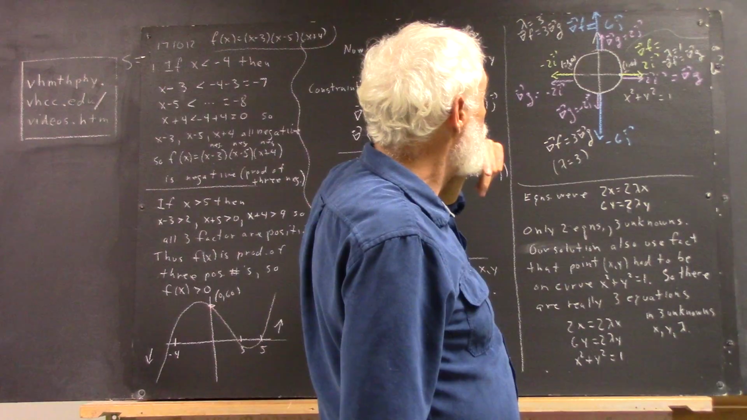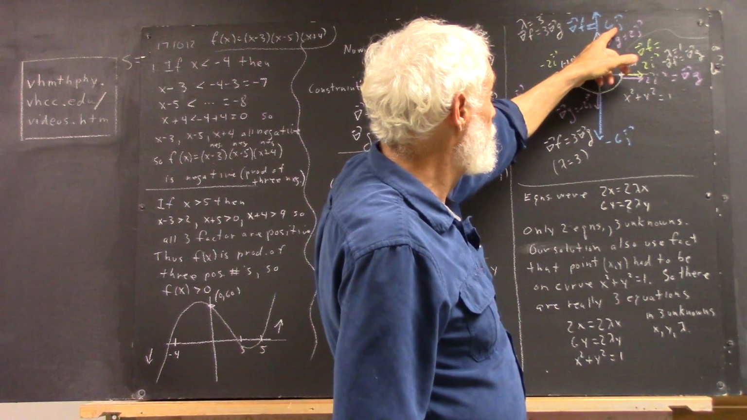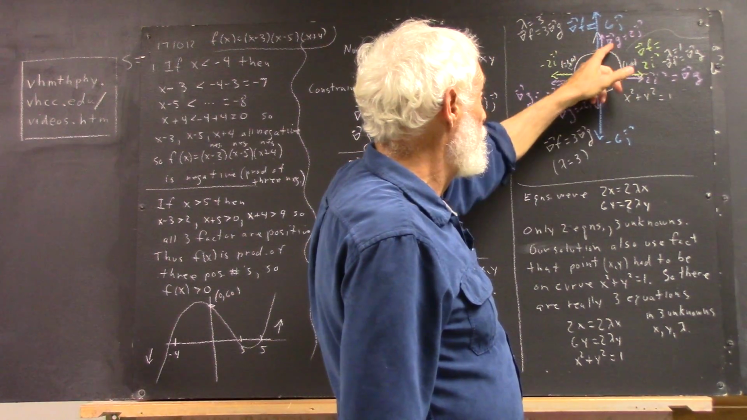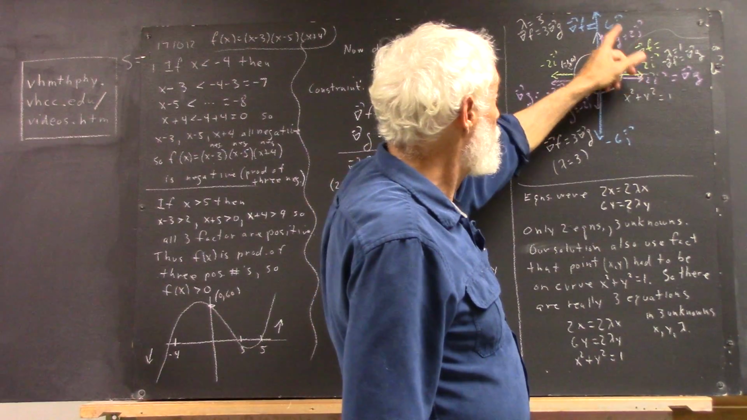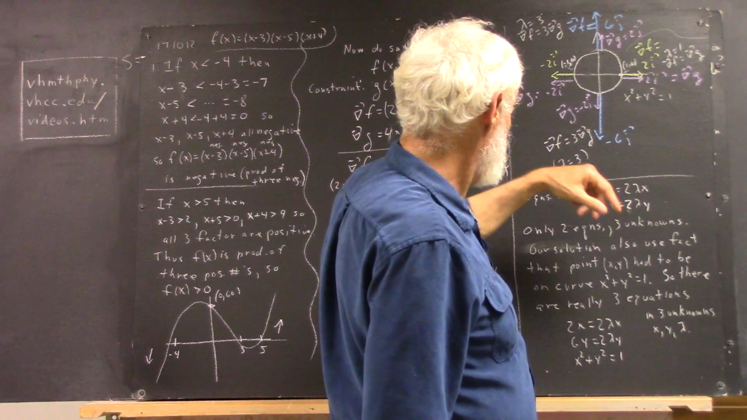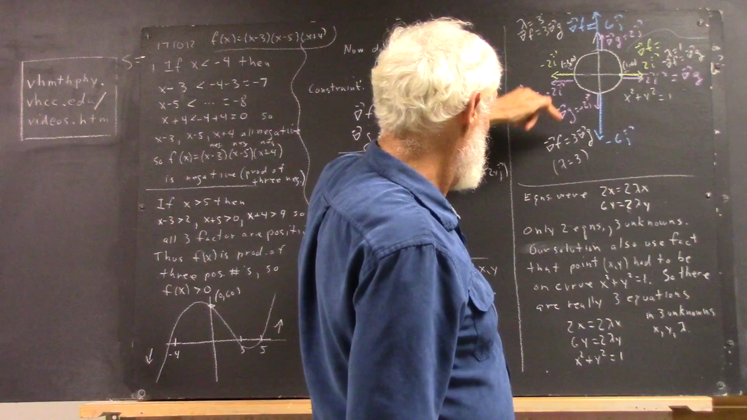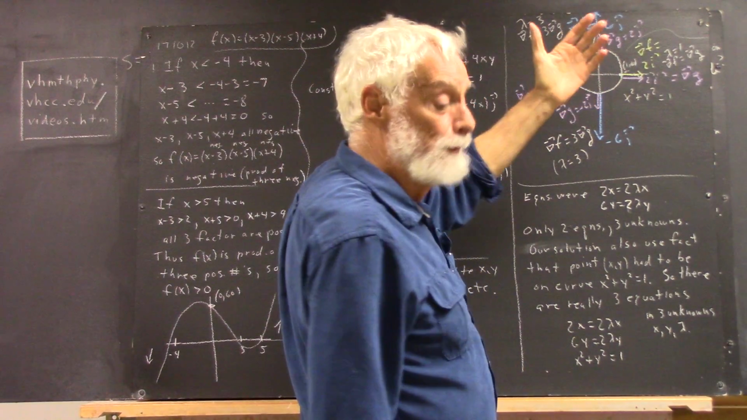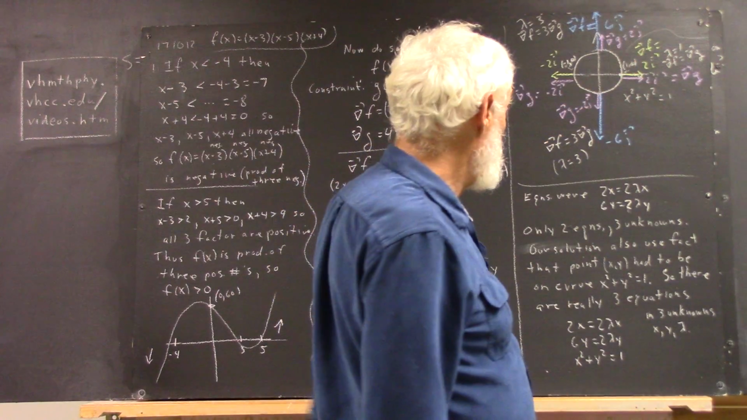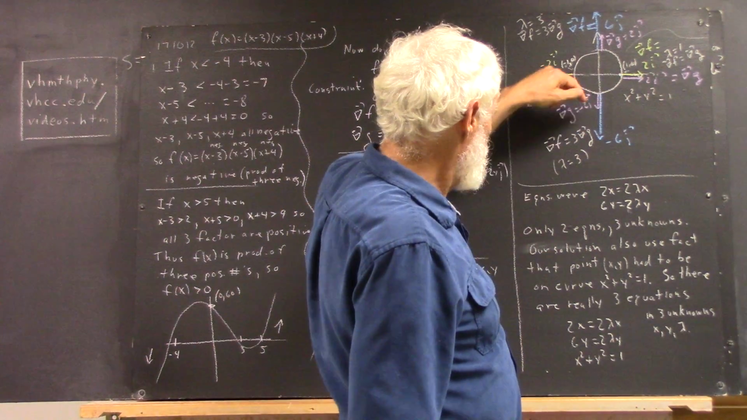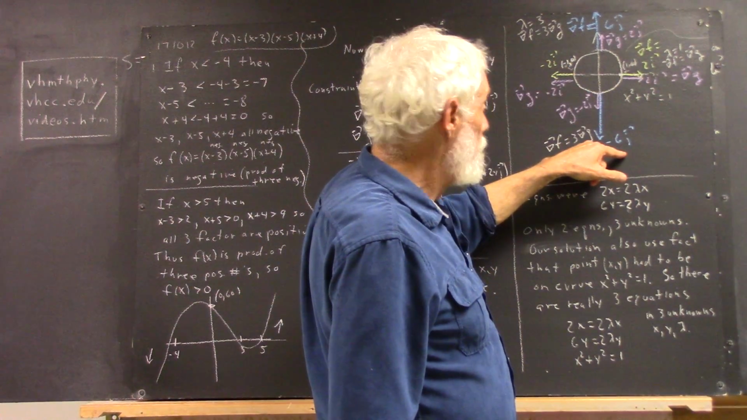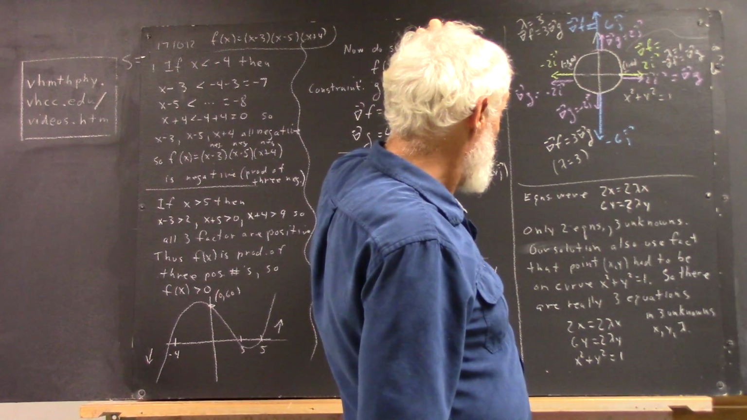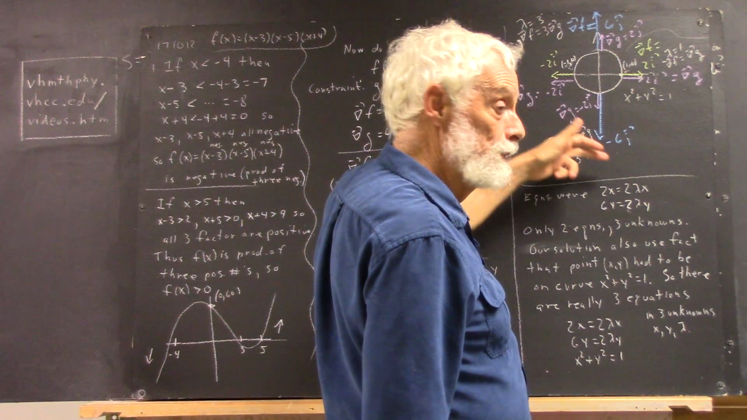At (0, 1), del F is 6j and del G is 2j. So del F is 3 times del G. At (0, -1), plug in again 0 for x, -1 for y. You get del G is -2j, del F is -6j, and del F is again 3 times del G.